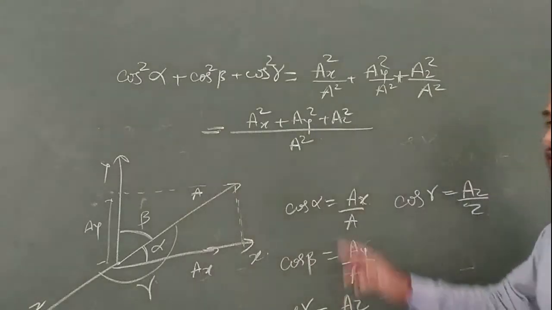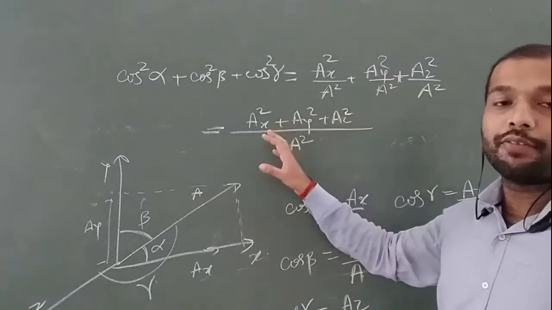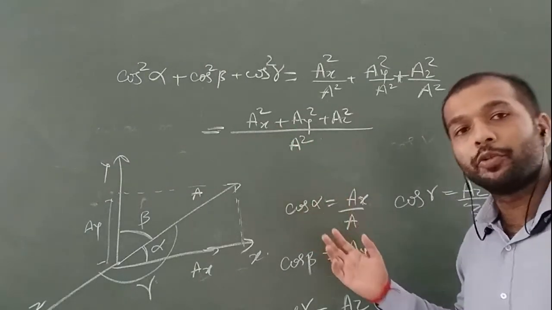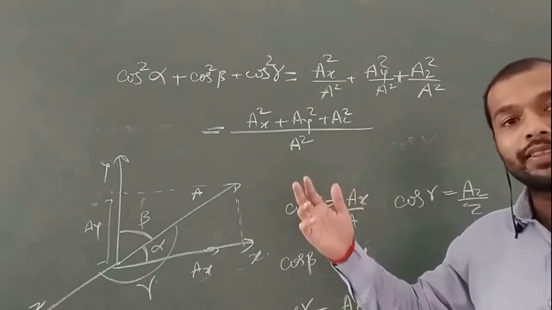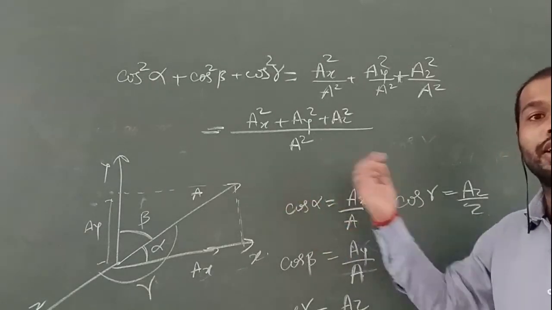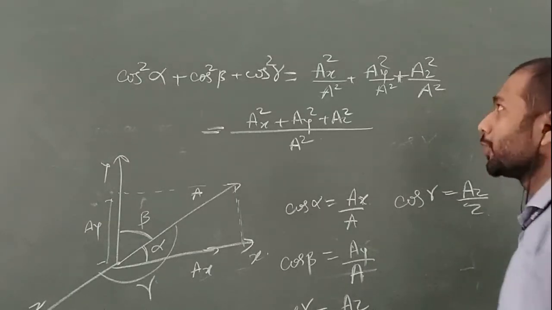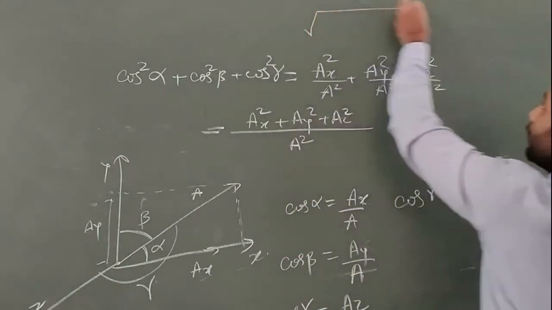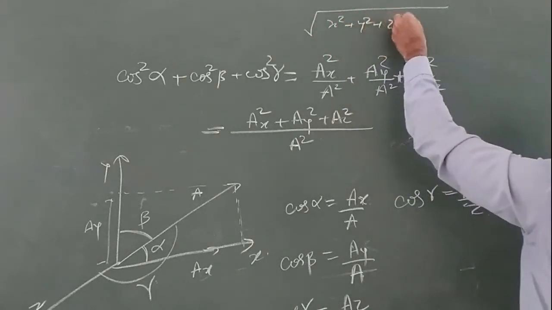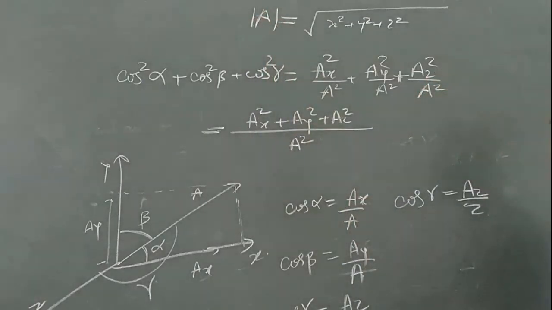Alright. So now if you see carefully, if we have a rectangular vector and we want to calculate the magnitude, what are you doing? You are taking the component of x square plus component of y square plus component of z square, and the whole under root was giving you the magnitude. If you remember, this was our formula, x square plus y square plus z square. That was the formula for the magnitude.